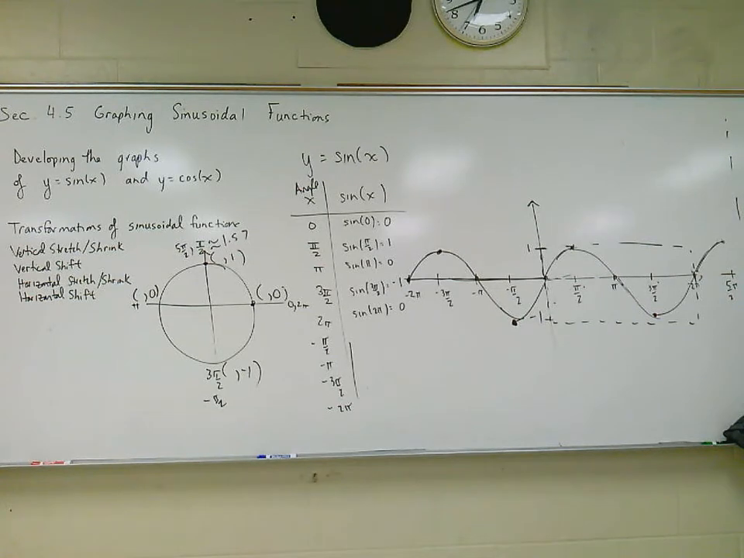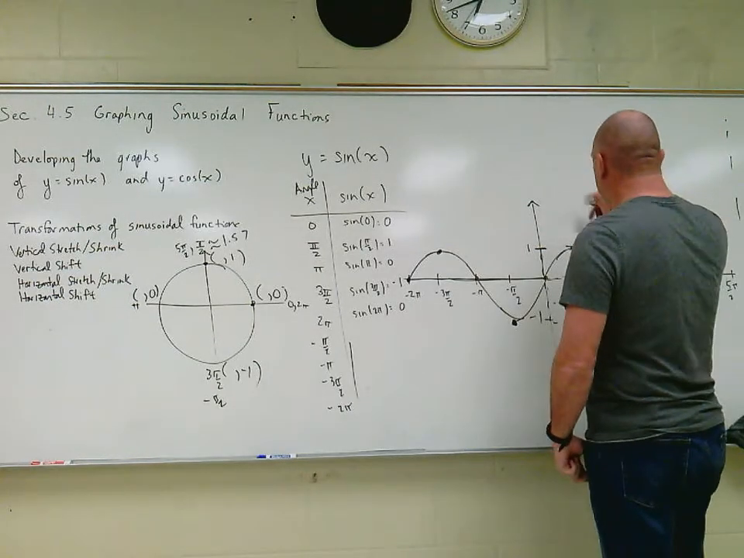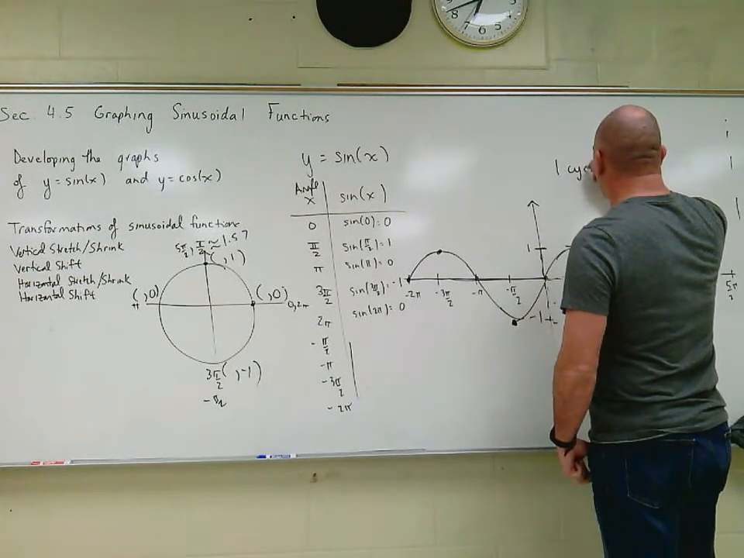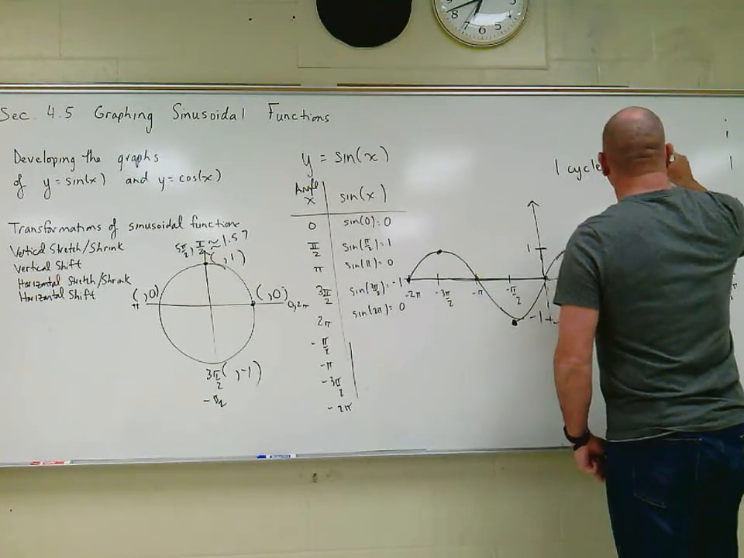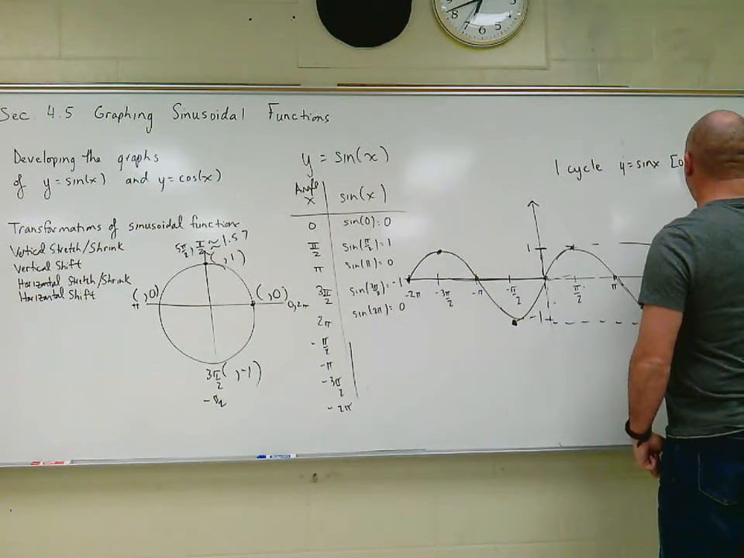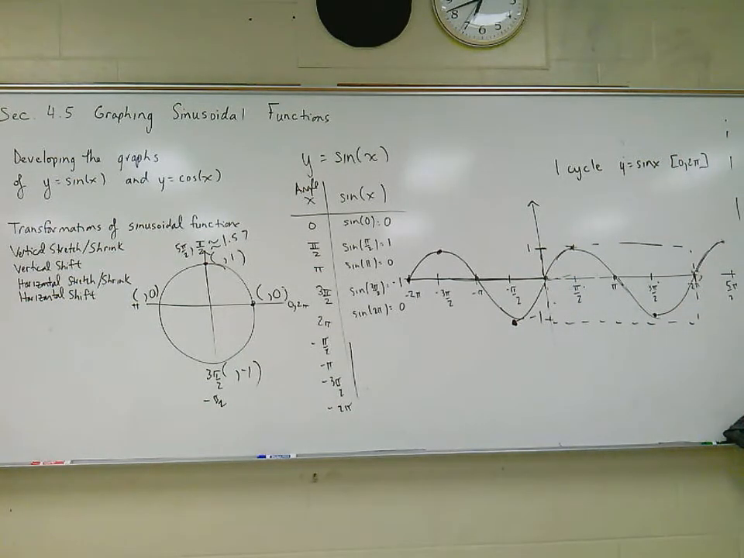It's a wave that goes forever. So you can't draw the whole graph, it's impossible, you can only draw a piece of it. And what we wanna know is what's the piece that repeats itself, and it's this piece here. So this is said to be one cycle for y equals sine x from 0 to 2 pi. And this is the piece that we would keep, this one cycle here.